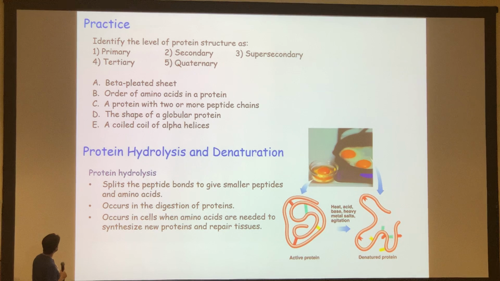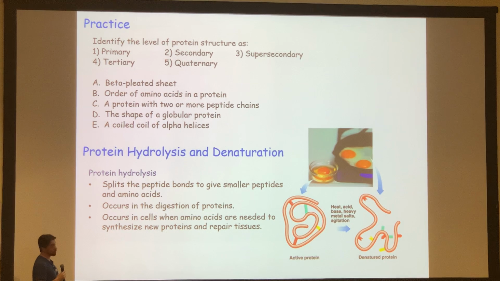So A says beta pleated sheet. Which one of those does that represent? Secondary. That's secondary structure, right? The order of amino acids in a protein, what would tell me that? Primary. A protein with 2 or more peptide chains. Primary structure, that's the definition.